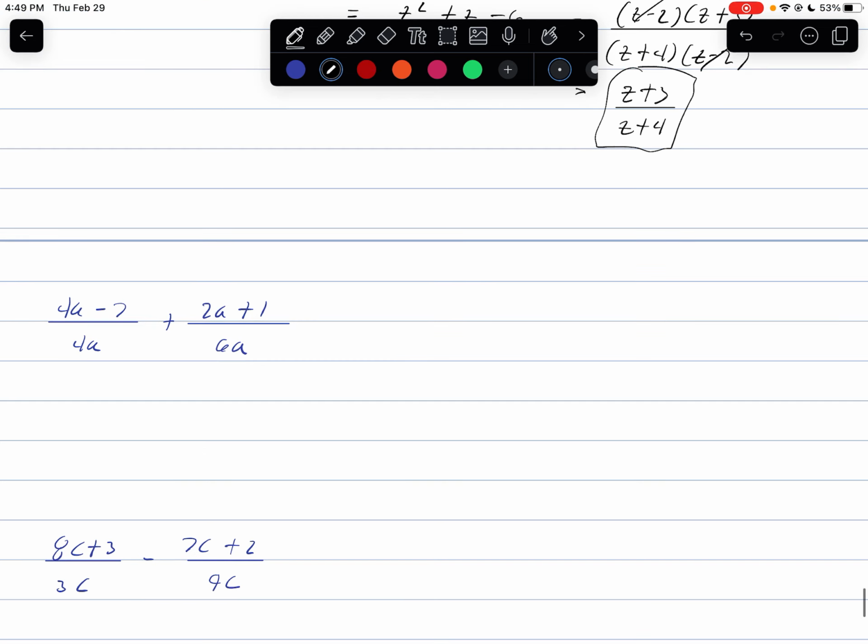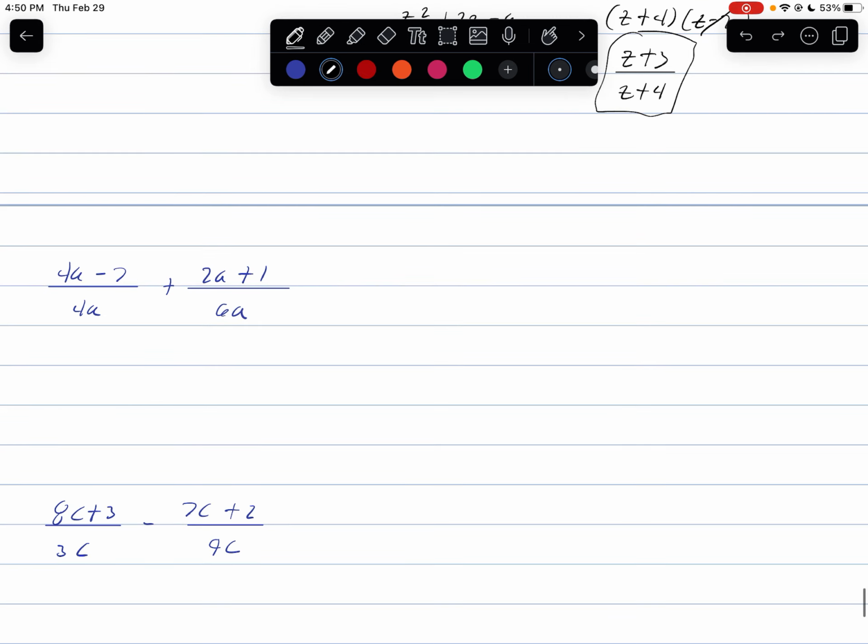So one option you always have when you have something like this, here we have 4a minus 7 over 4a plus 2a plus 1 over 6a, you could always take the denominator here and multiply the other term in your sum by that denominator over itself. And then same thing here, you could do 6a over 6a, and that should give you a common denominator, but we don't actually have to do that here. We need to see what the least common denominator is, okay? They already have an a in common, so we can go ahead and ignore that.